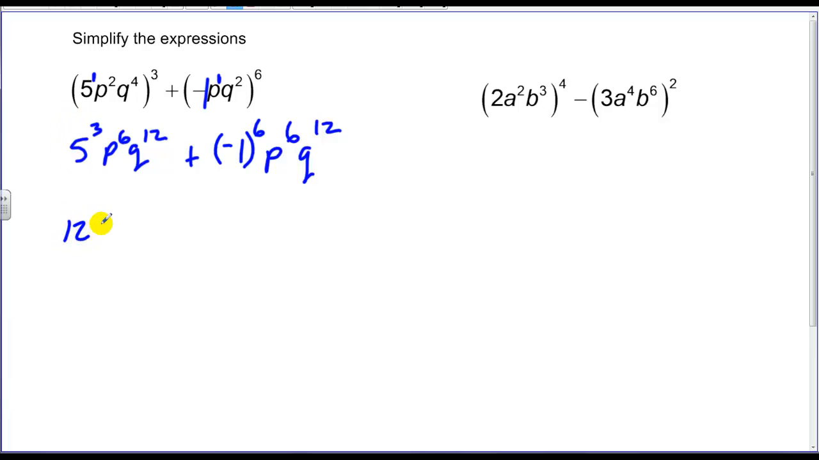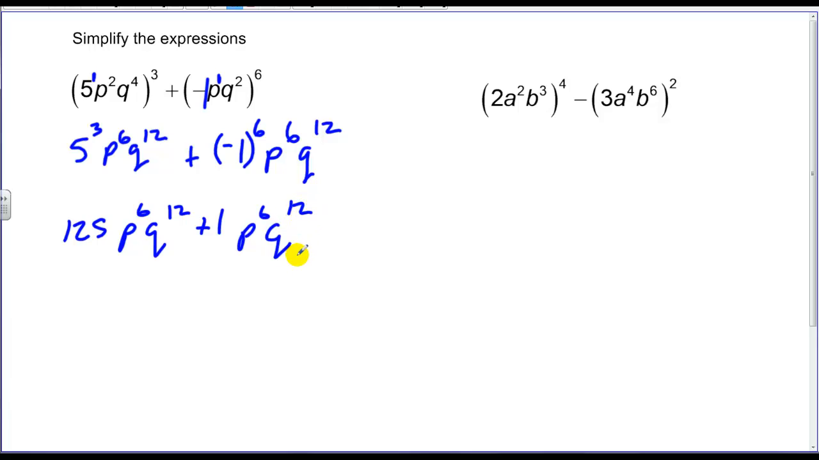This is 125, 5 to the 3rd, p to the 6th, q to the 12th. Negative 1 to the 6th power is just 1, p to the 6th, q to the 12th.